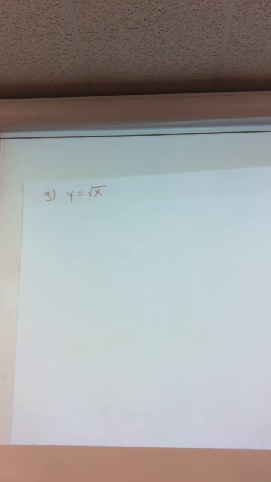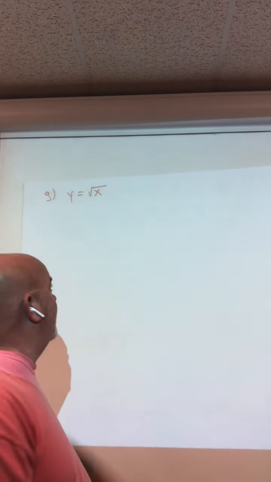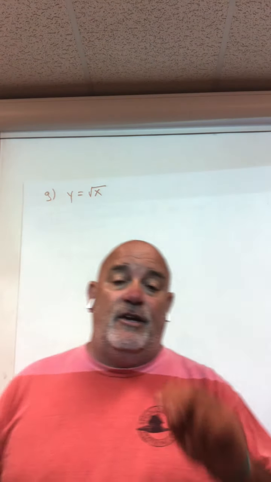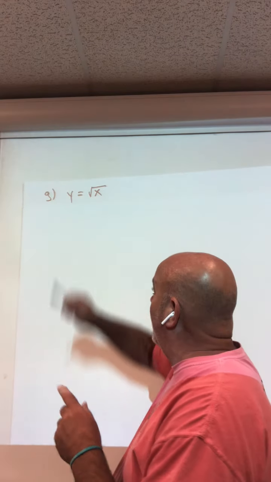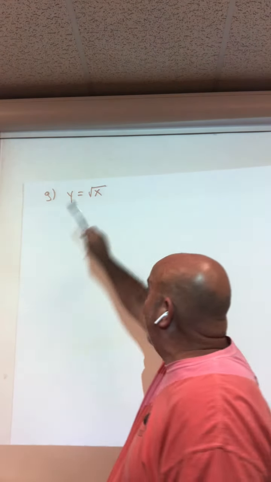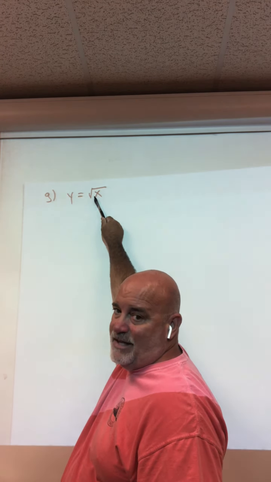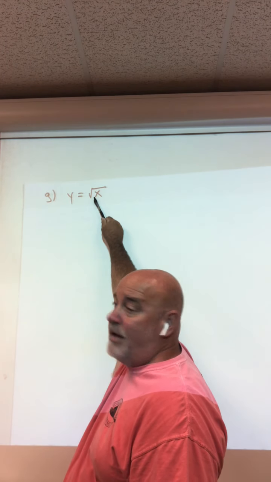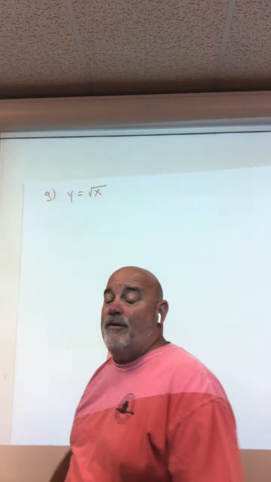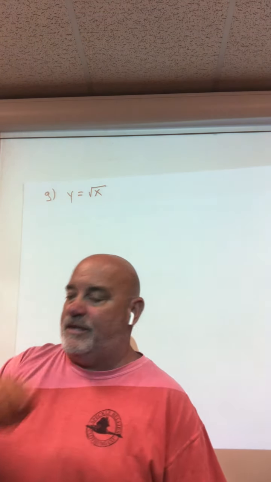All right, let's look at this one. Ask yourself two questions on domain. Number one, do I have an x in the denominator? No. Next, do I have an x under a square root? Yes. So what can I not allow? I cannot allow this to be negative. I don't mind it being 0. I can't allow it to be negative because that's imaginary. So if I can't allow it to be negative, what do I do? I force it to be greater than or equal to 0.